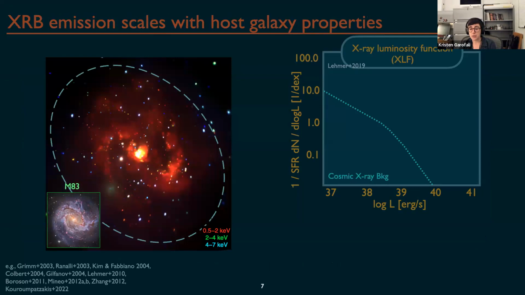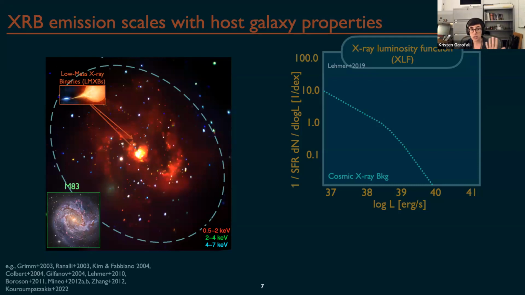And so the first thing to kind of orient us when we talk about X-ray binary scaling relations is that we've now known actually for decades that X-ray binary emission scales with host galaxy properties. So here I'm showing a deep Chandra image of M83. On the right, I'll kind of fade in some cartoons of X-ray luminosity function for X-ray binary populations that you can get when you have great spatial resolution, like with Chandra or AXIS, and you can actually find point sources within, say, the diffuse emission or within crowded regions.